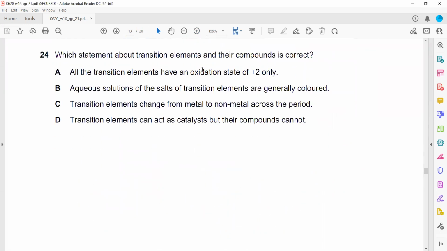In question 24, which statement about the transition elements and their compounds is correct? All transition elements have an oxidation state of +2. That's wrong. They don't have a fixed oxidation state. They have variable oxidation states. So we cannot say they all have +2 oxidation. Aqueous solutions of salts of transition elements are generally colored. That is true, because they tend to form colored compounds. So B is the right answer.